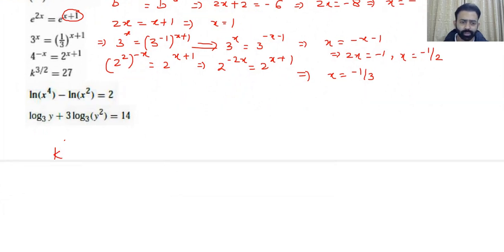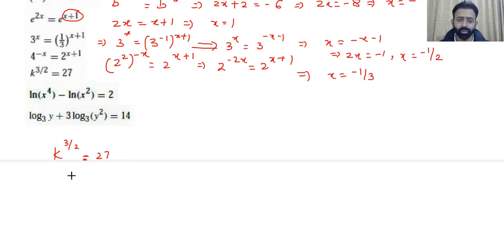And in this case, let me go downwards. I have to solve k raised to power 3 by 2. This is a bit tricky because in the RHS there is no exponent, but we remember that 27 is a multiple of 3 also, and it is a multiple of 9 also, right? And also it's a multiple of 27 itself. But again, the variable is in the base, so we need to make the exponent the same. If the variable is in the base, the exponent needs to be the same. If the variable is in the exponent, the bases need to be the same.